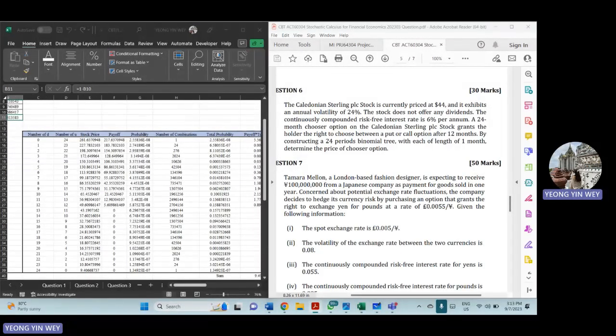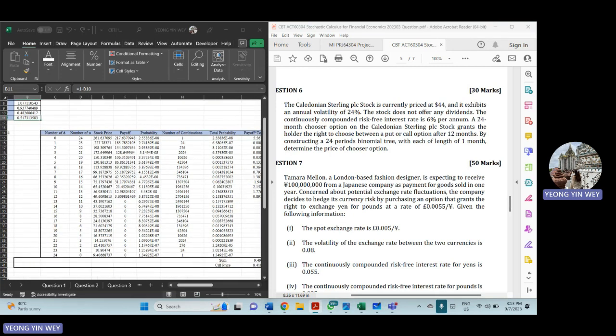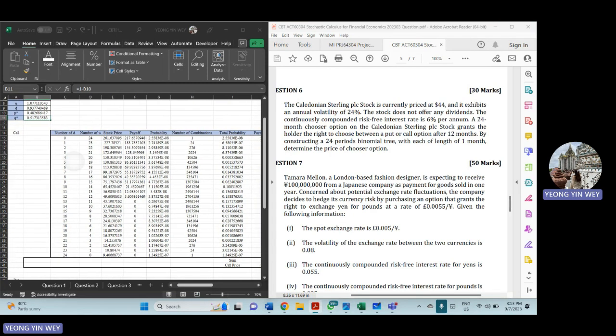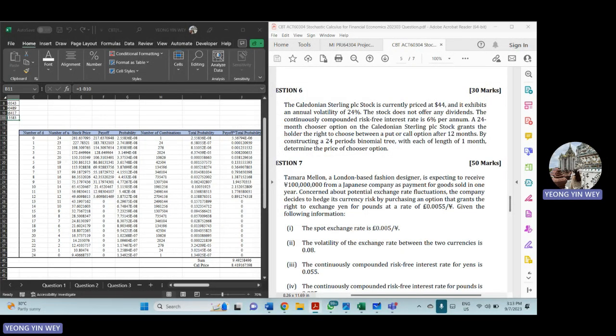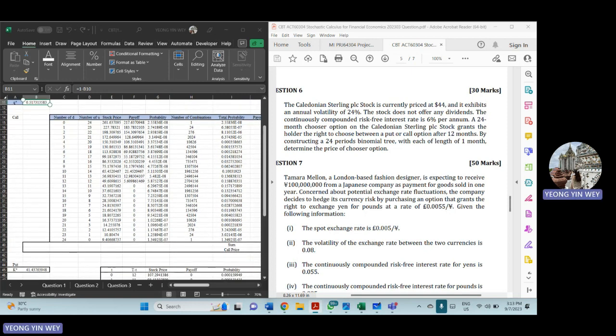Okay, back to our question. For this table, we are doing a binomial tree, but instead of drawing the tree out as we normally do, we will do it using Excel in a table. So let me explain how to change the data into a table.